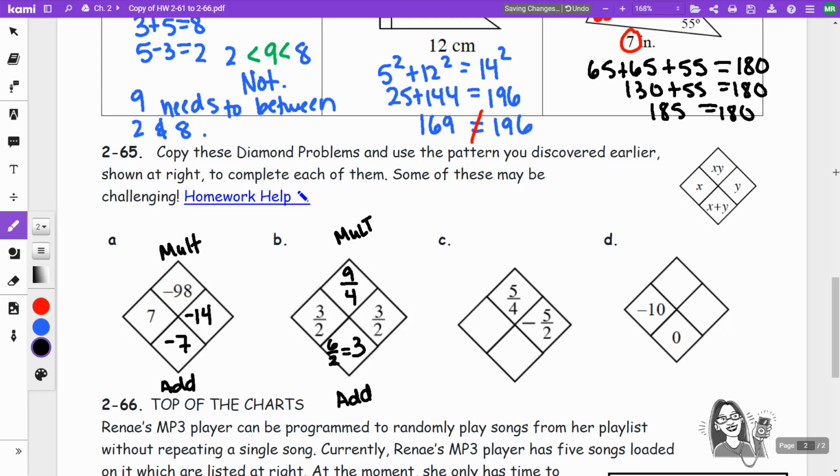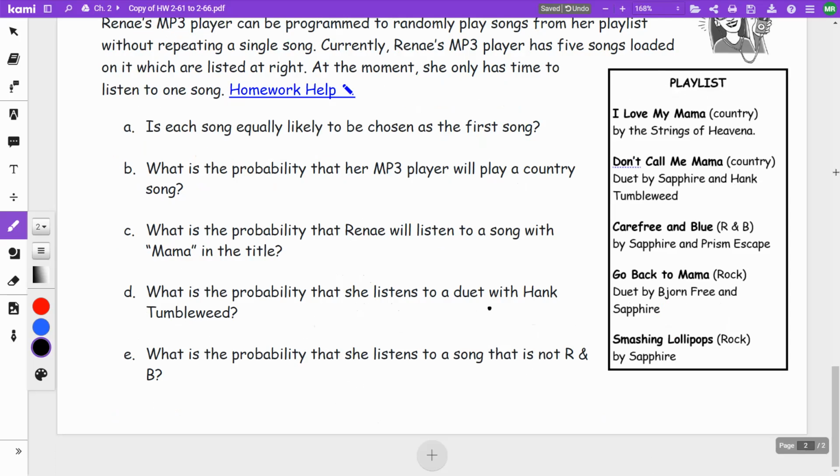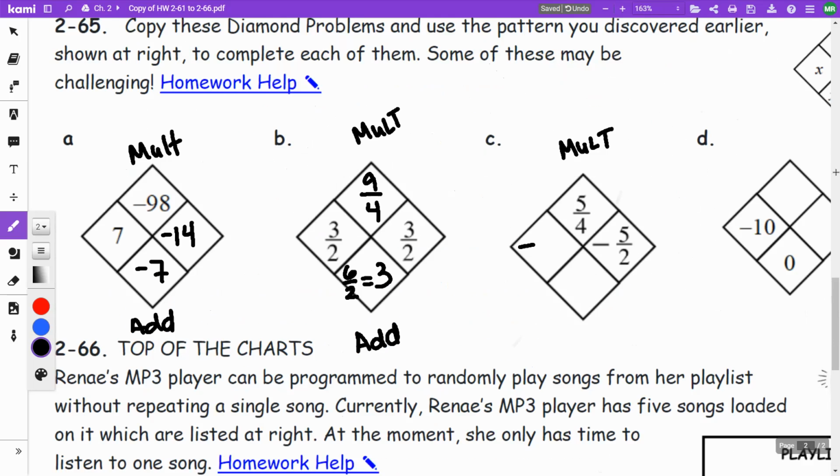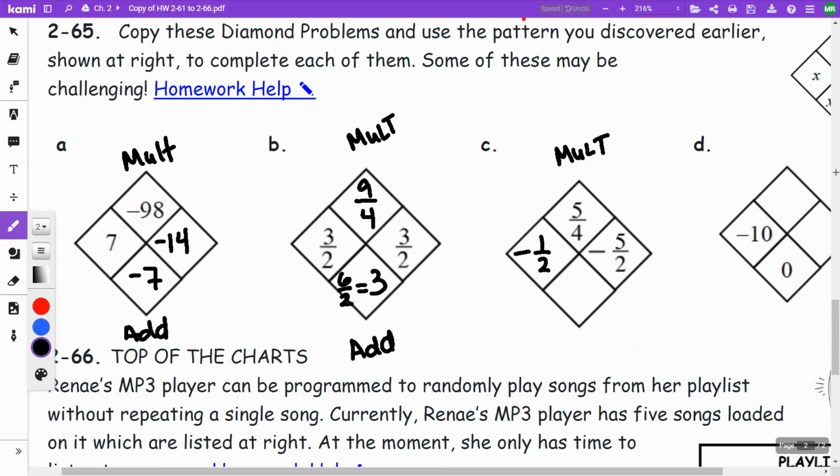On the next one, I want to figure out, what do I multiply with a negative 5/2 to get a 5/4? It's going to be a negative 1/2. That's going to give me a positive 5/4. And then when I add, I'm going to get a negative 6/2, which is a negative 3.